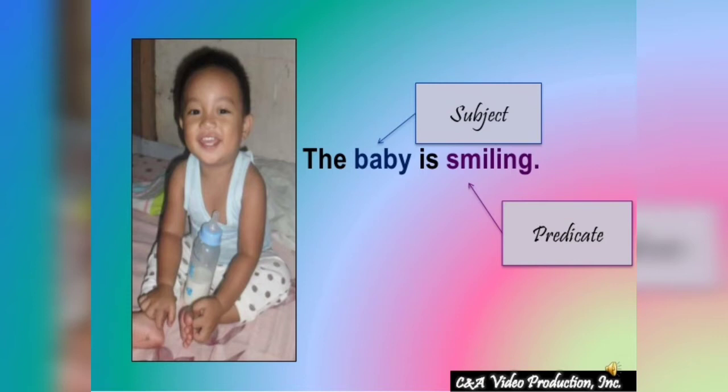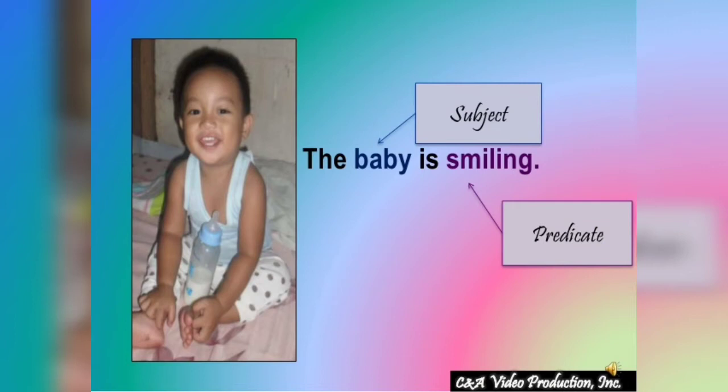The baby is smiling. Here you can see the baby is the subject and is smiling is the predicate. By reading this sentence, you understand a complete thought, or understand it is a complete sentence. So therefore, it is called a sentence because it contains a subject and a predicate. Have you understood? From this example, we can see that a sentence always has two things, subject and predicate, and it makes a complete sentence.